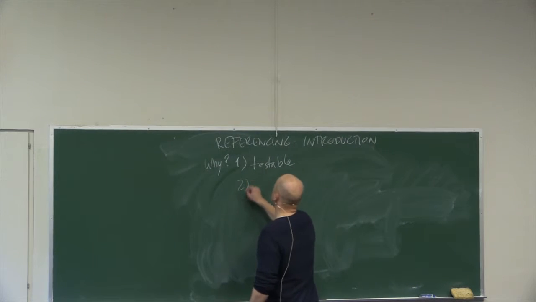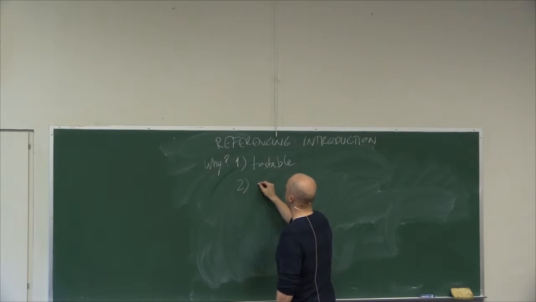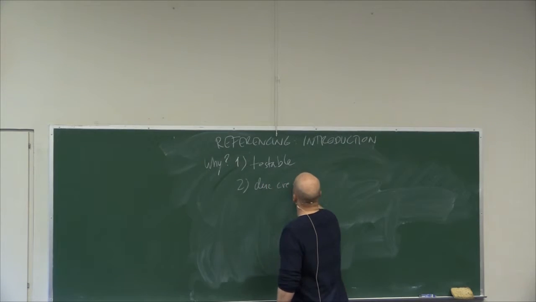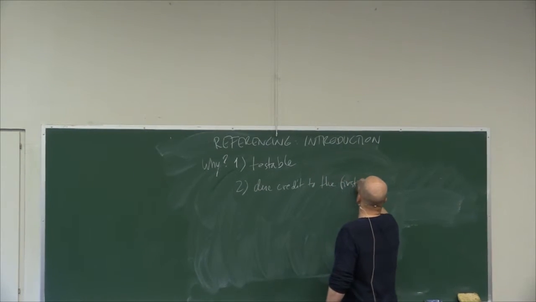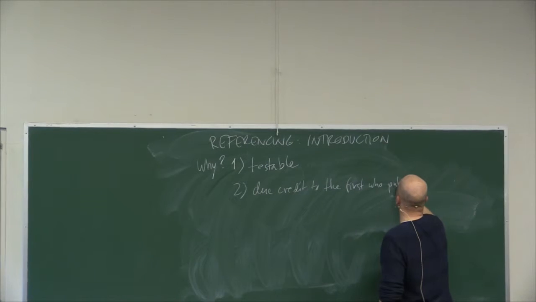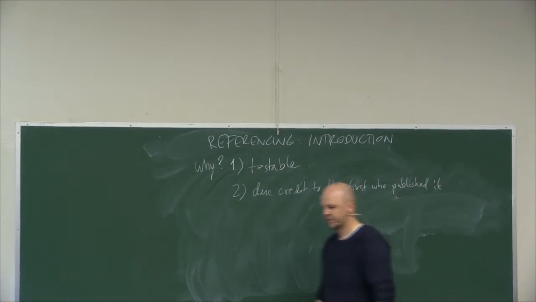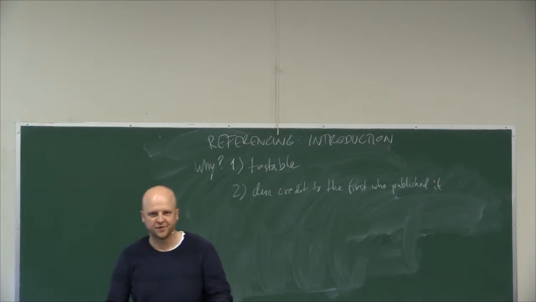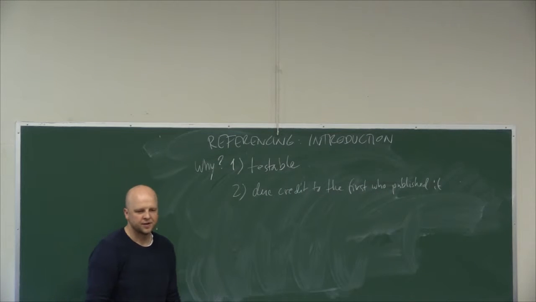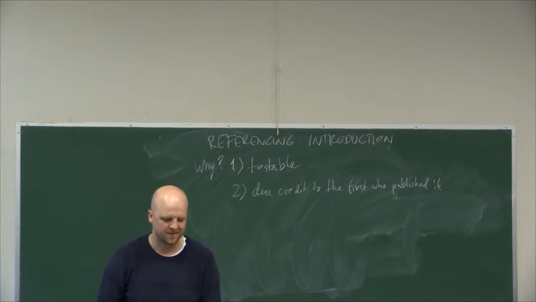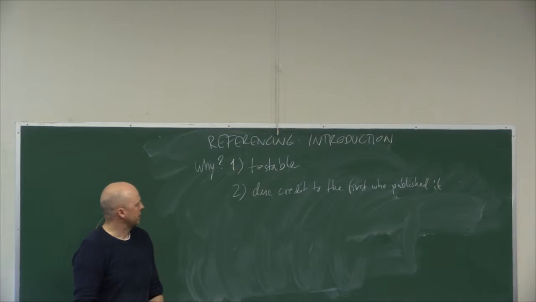The second norm or criterion or reason why we put up references is that we want to give due credit to the first who published it. That's why many researchers do their work. They want to be the first to publish a new idea or the new findings and new results and everything, and they want other people to quote them. And so that's the other reason why one should quote.